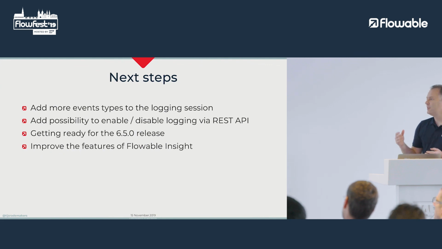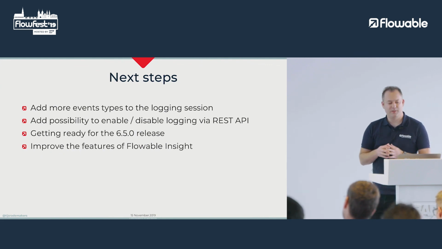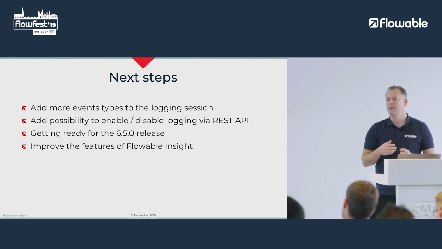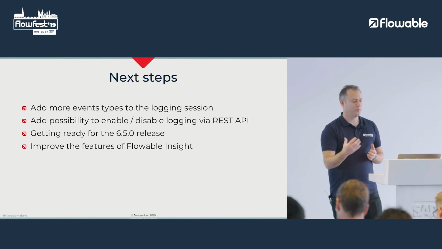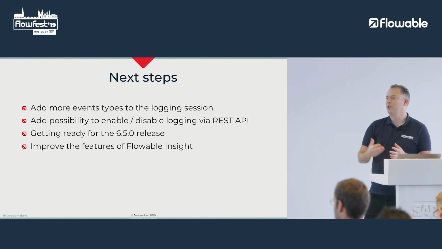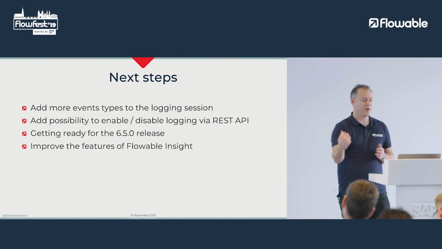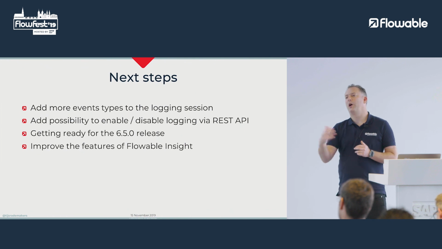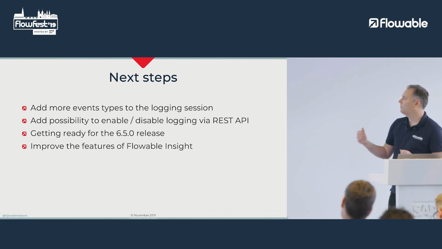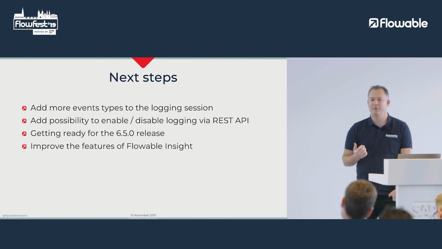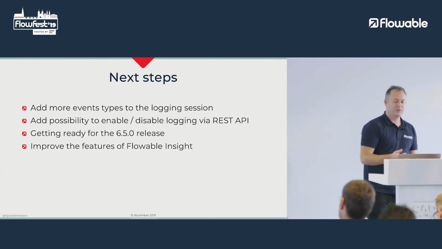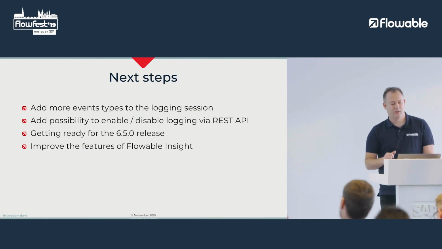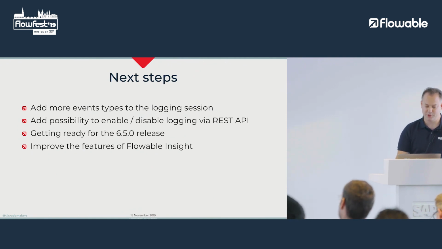And what we were thinking of is adding a possibility to enable and disable this logging, for example, via the REST API, so that you can really say, now I want to, in production, see the lowest level of everything that's happening. So I put on this logging feature, or I want to disable it. So what we are working on is to get this ready for the 6.5 release, so to add these additional event types and make it possible to enable and disable. And then it should be good to go for the first version.